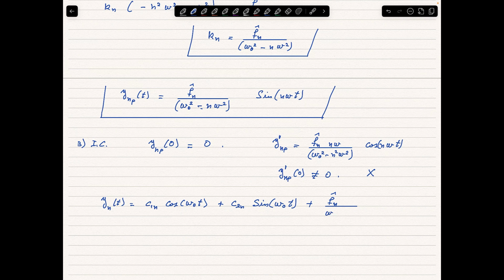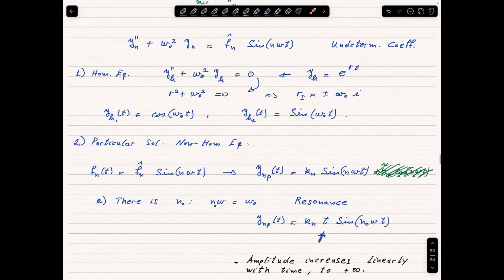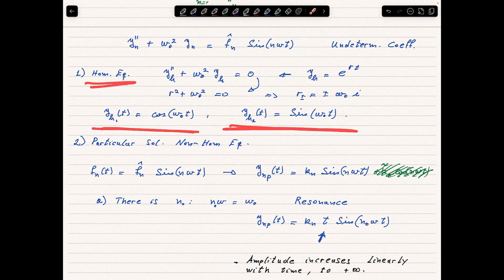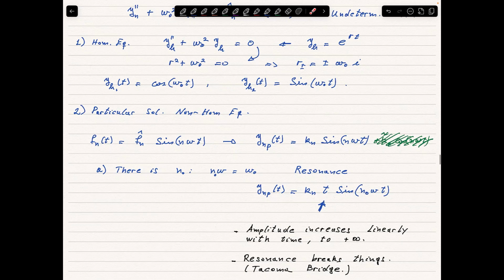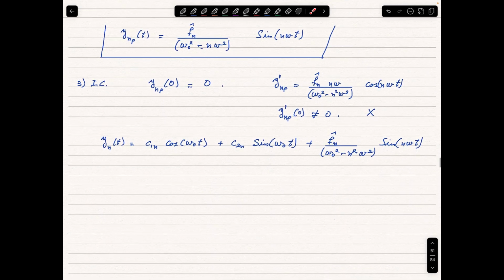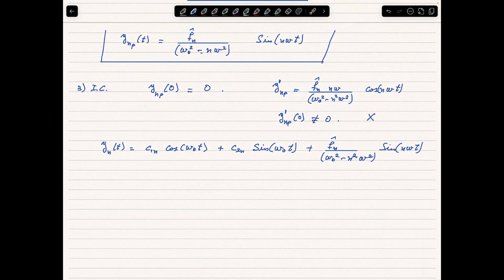over omega 0 squared minus n squared omega squared, sine. Notice the frequencies are different. This is n omega t. So here we have the multiples of the driving frequency. Here we have the natural frequency, and this is because we are putting a linear combination of solutions of the homogeneous equation plus the particular solution. That's what we are doing, what we always did. And now we impose the initial conditions.